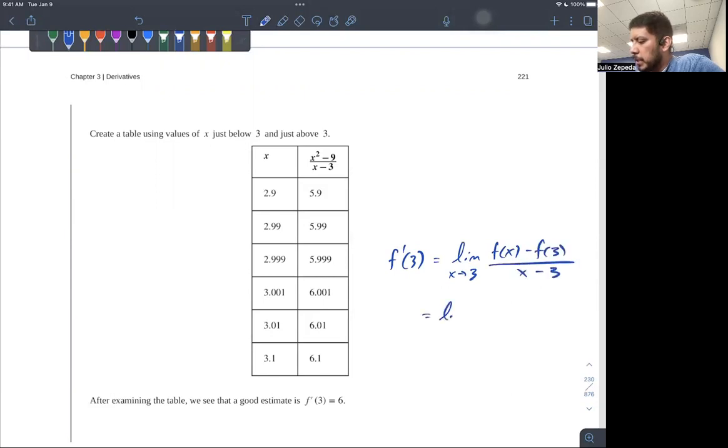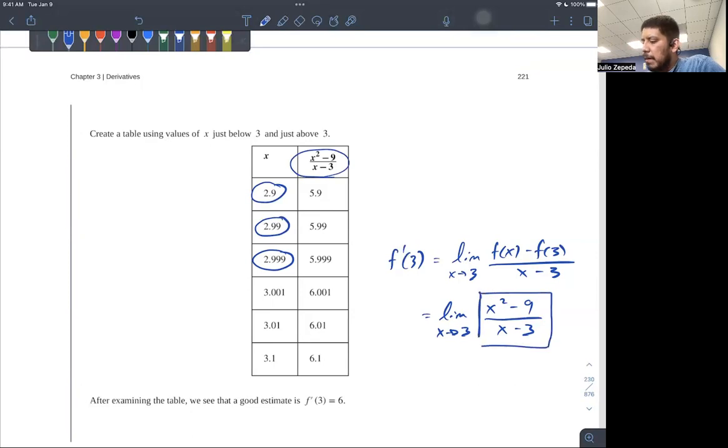And if we simplify this, we are looking at the limit as x approaches 3 of x squared minus 3 squared, or 9, over x minus 3. And what this table gives us is a couple of x values. Notice that this value is less than 3, but then the next value is getting closer and closer to 3. And the second column gives us the value of this quotient here.